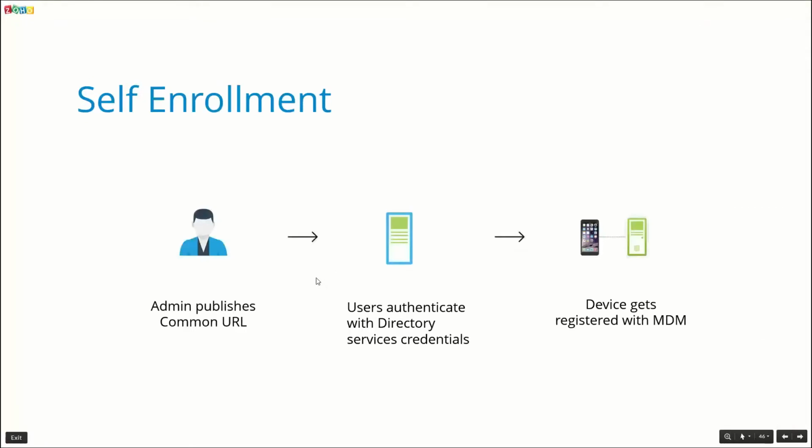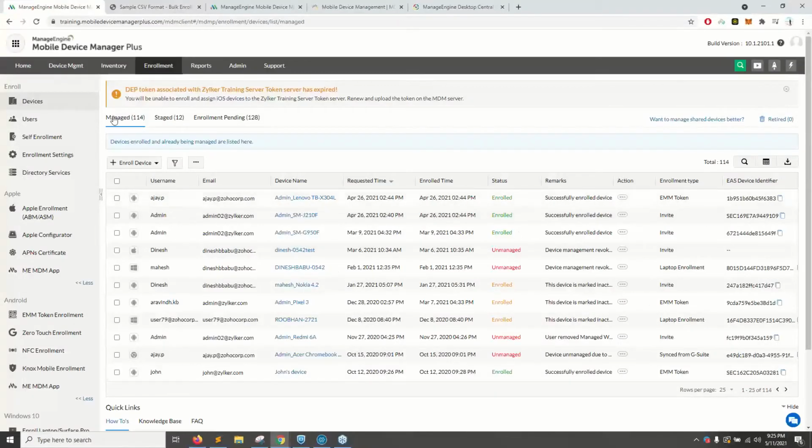And then self-enrollment, where an admin publishes a common URL. This URL is applicable for all the operating systems, and it needs to integrate with the directory services. It could be a Microsoft on-premise AD or Azure Active Directory service, so that the users can authenticate and register the device. I'll tell you why.